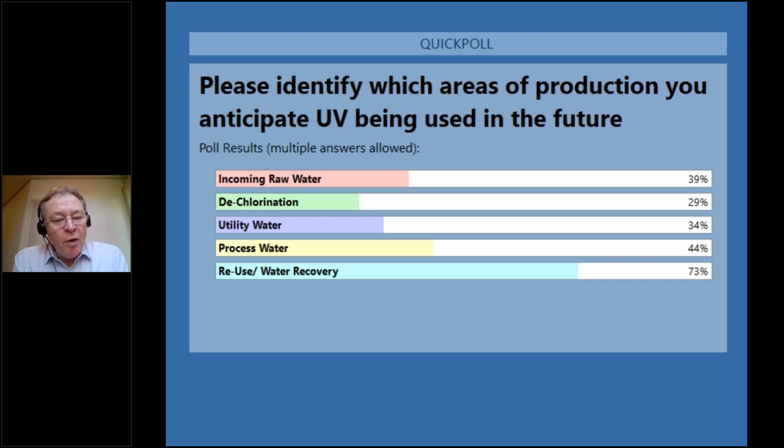What we can see there, quite interesting, 73% reuse for water recovery. Obviously a number of you on this call see water reuse is going to be critical in the future, and I think that's something we all feel is going to be the situation as well. These poll results will be available as part of the presentation.